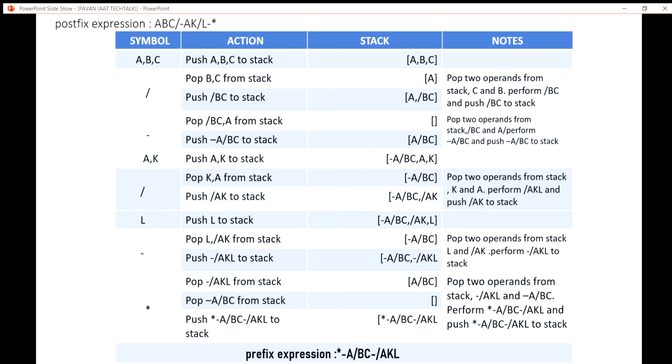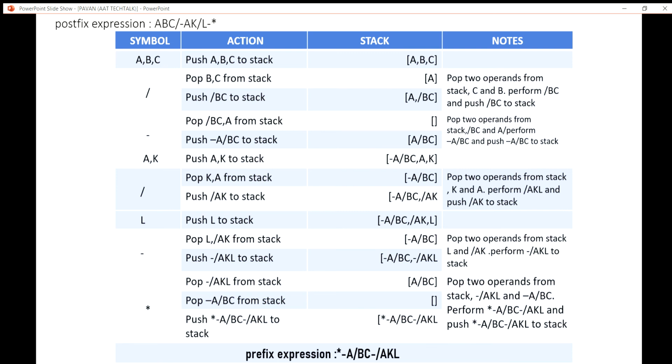Then we have an operand, L, so we have to push the operand L to the stack. So in the stack we will have -A/BC, /AK, and L is the one entered into the stack.